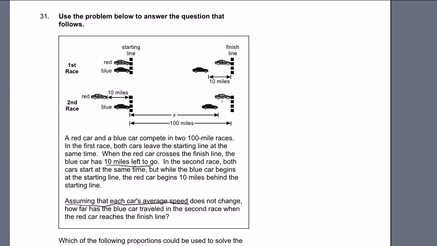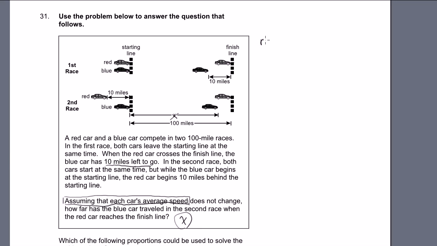So the red car reaches the finish line. The blue car has traveled this distance, x. That's what they want us to solve for, x. How far has the blue car traveled when the red car reaches the finish line? Now, this statement right here, assuming that each car's average speed does not change, at least in my brain, is a big clue. It tells us that their average speed is important. So from race to race, they have the same average speed. The red car is faster in either case.